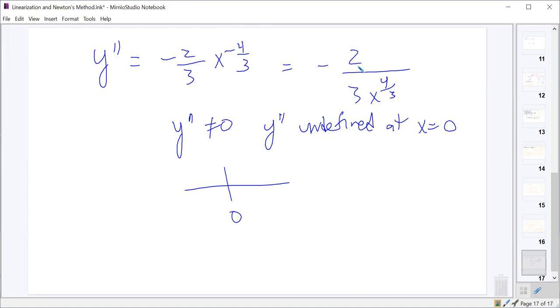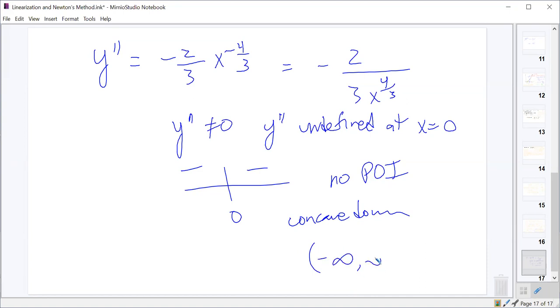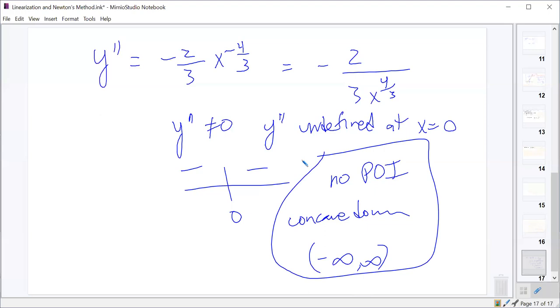So we make a sign chart around 0. Plug in a positive number. Positive to the 4/3 is positive, and then multiply by a negative 2/3 is negative. And if I take a negative number, cube rooted is negative, and then to the 4th makes it positive. So I have a positive times this negative is still a negative. So we would say no points of inflection, and it's concave down for its entire domain. And you could say never concave up, but saying that it's concave down from negative infinity to infinity is probably good enough to state that there are no intervals where it's concave up.